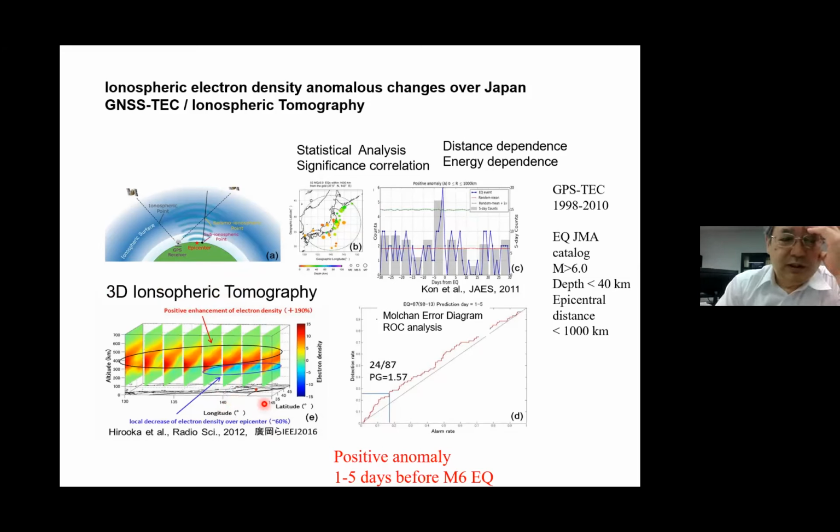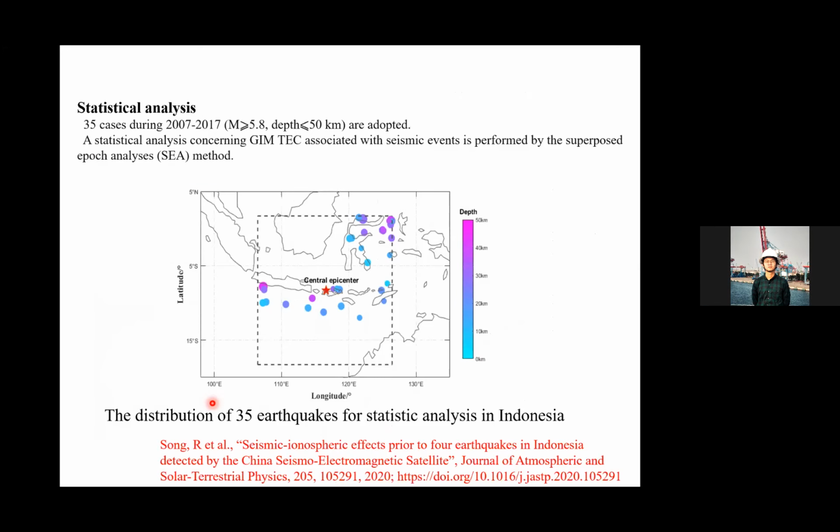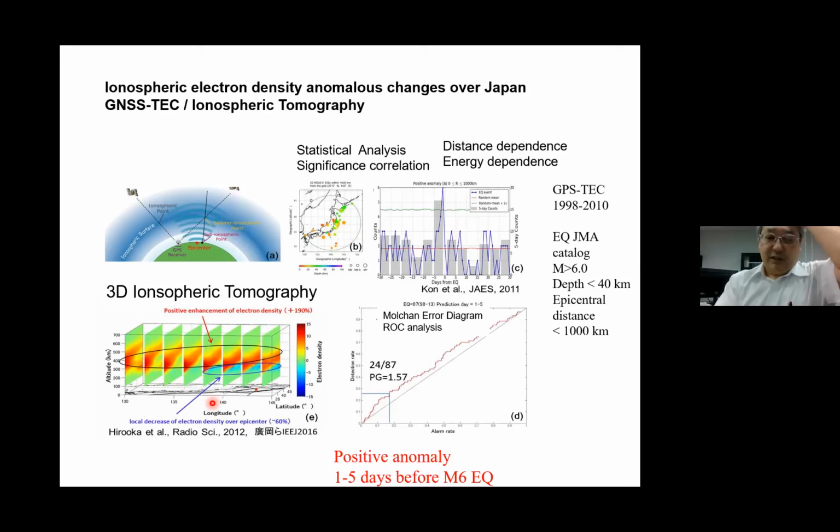And then we found the electron density is not only positive, but just above the epicenter, between 200 to 300 kilometers, the electron density decreased about 60%. And in the other part, electron density enhanced 200%. So this pattern is dominant in Japan. Okay, anyway, this kind of pattern we can see.